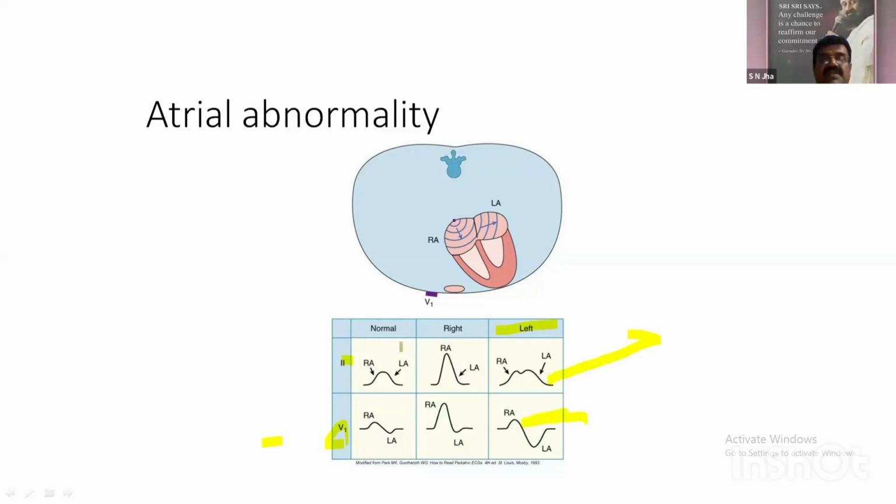Now in right atrial enlargement, what will be there? Tall P wave in lead 2, and the positive deflection will be more in lead V1.